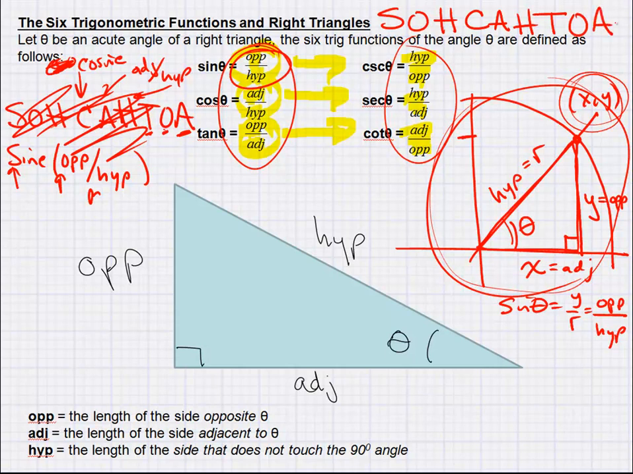SOH CAH TOA. It helps you remember sine is opposite over hypotenuse, cosine is adjacent over hypotenuse, tangent is opposite over adjacent. Like I said, I'm not a big fan of these sayings, but if you think that helps you memorize these, then go ahead and use it.